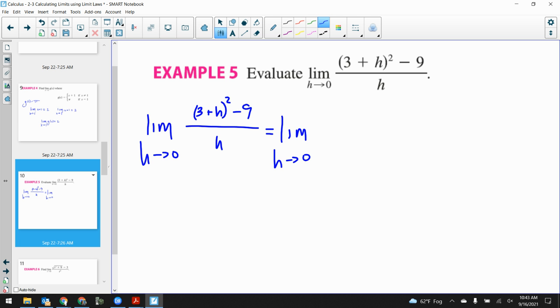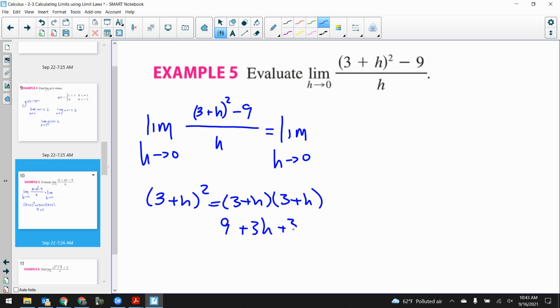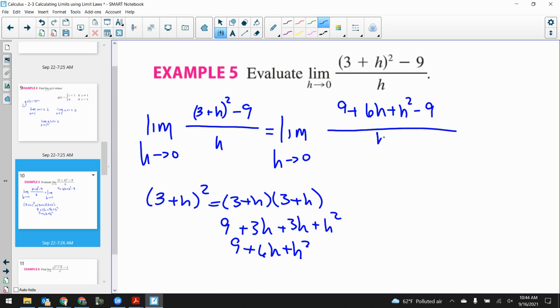That's going to be (3 plus h) squared, which is 9 plus 3h plus 3h plus h squared. So 9 plus 6h plus h squared. Okay, so that's in the numerator, 9 plus 6h plus h squared minus 9 all over h. And now we see something very convenient, that the 9's cancel out.